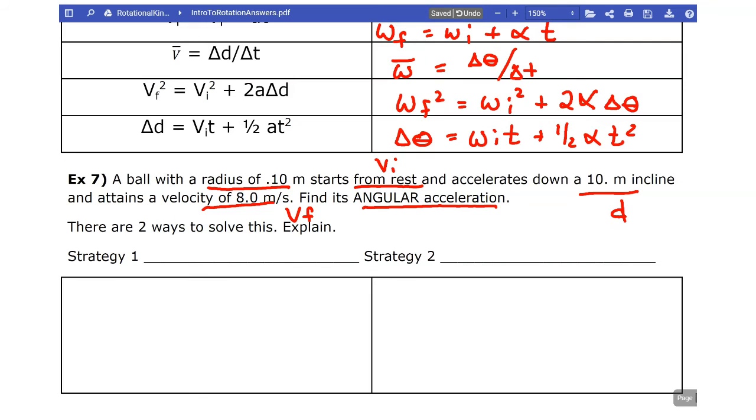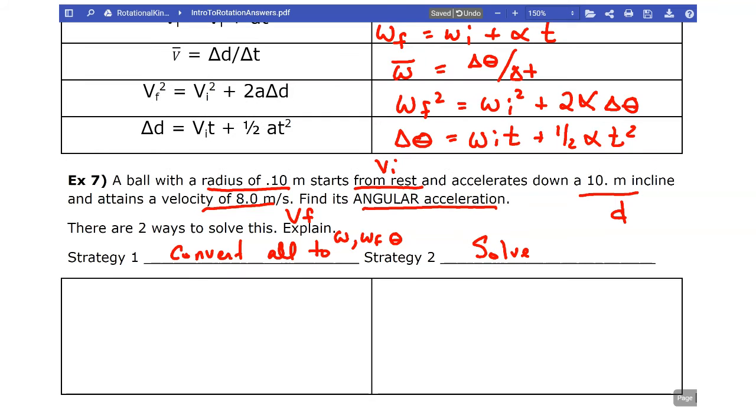Now, strategy 1 is to convert everything to omega f, theta, and so on. The second strategy is the smarter one: solve the linear equation and then convert. That's a smarter way to do it. It's only one conversion versus 4.